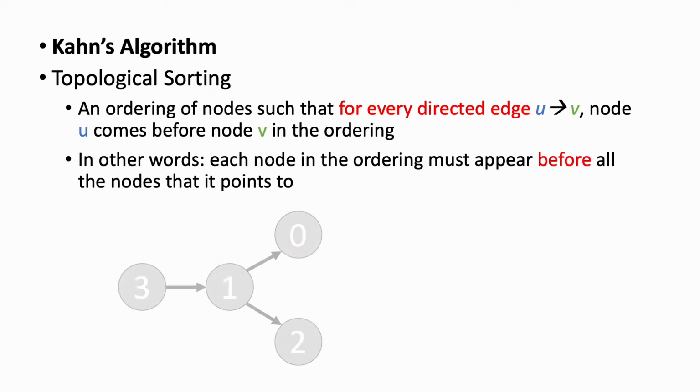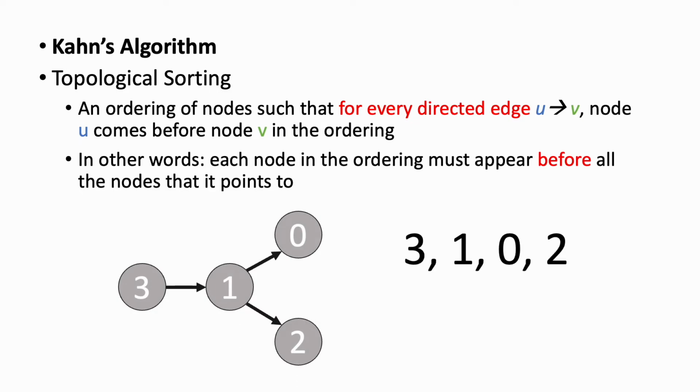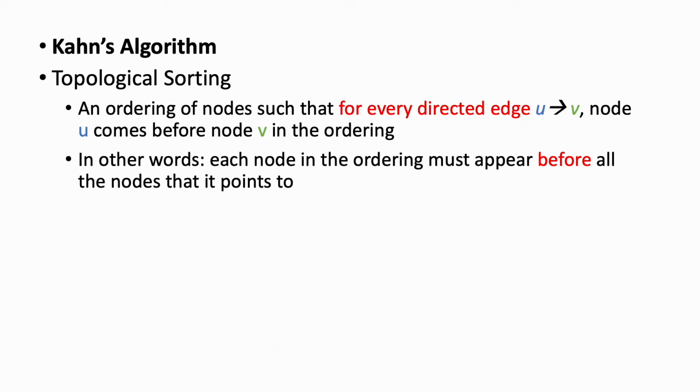For example, for this graph, a topological sorting could be 3, 1, 0, 2, because 3 points to 1, and then 1 points to 0 and 2. Another valid sorting would be 3, 1, 2, 0, so there can be multiple topological sortings for a given graph. Now let's try to find a topological sorting for this graph.